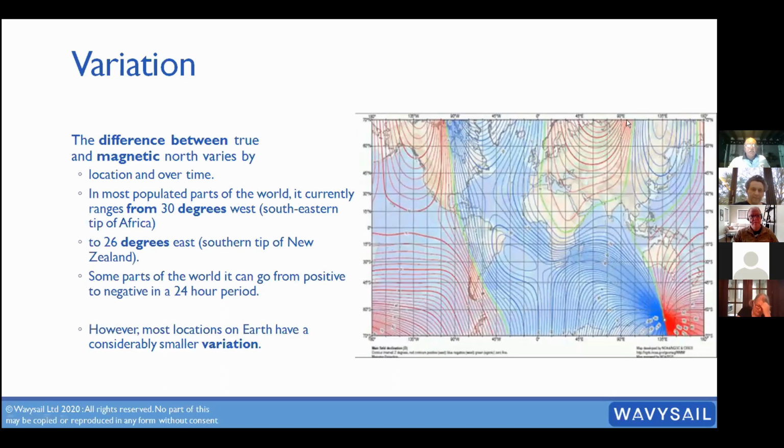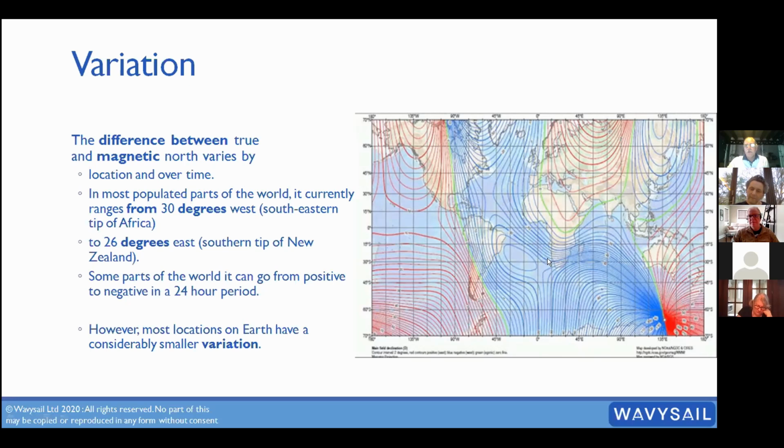Okay, so this is a little chart of magnetic variation around the world. The green lines being zero magnetic variation. Okay, the red, west, east. Blue east. Oh, sorry, the blue west, the red east. Okay, so you can see as you work further and further away from the green, your variation increases.